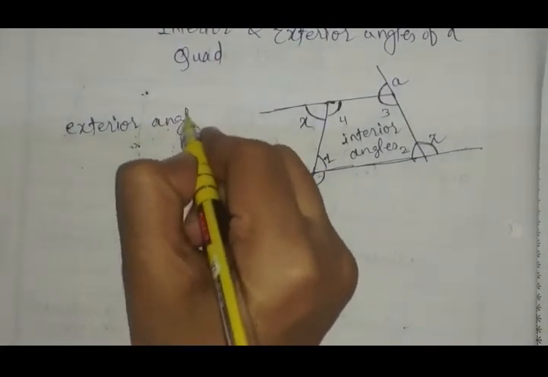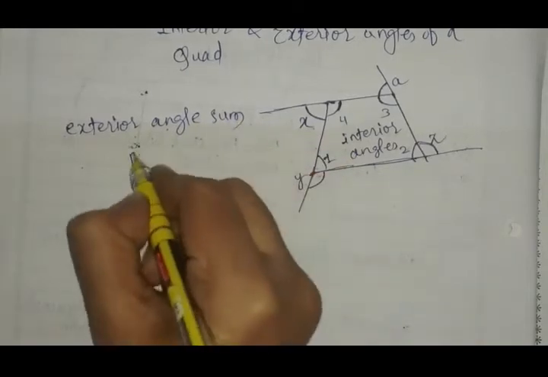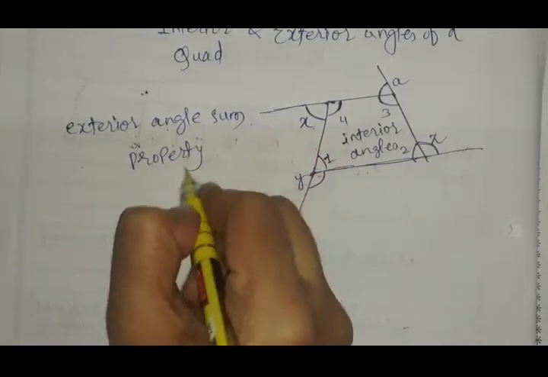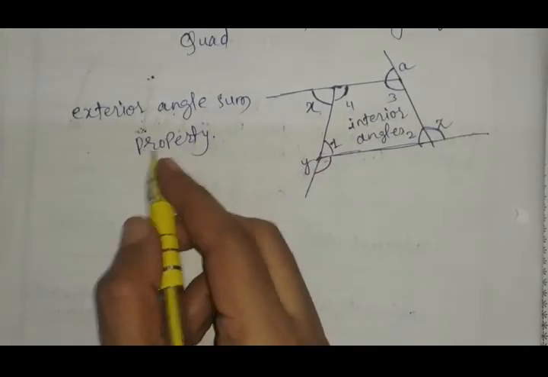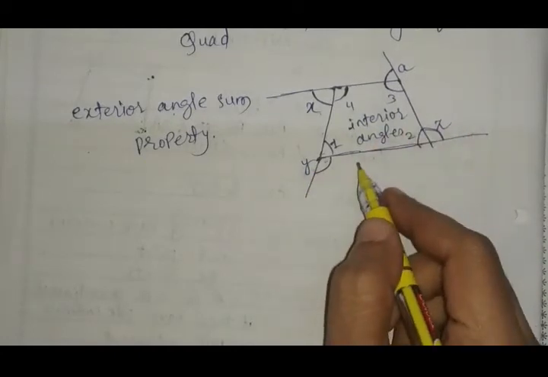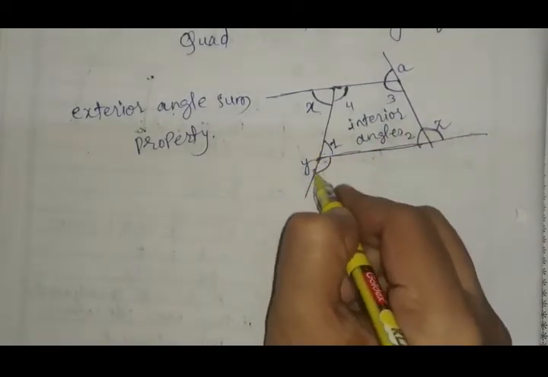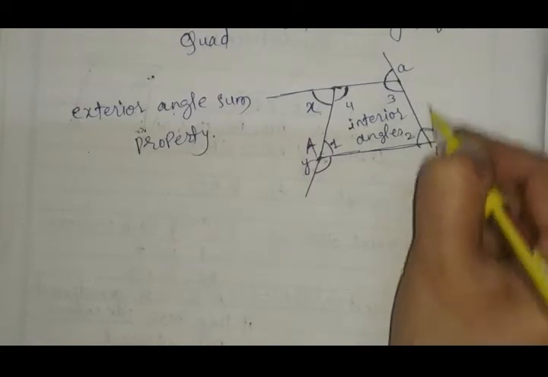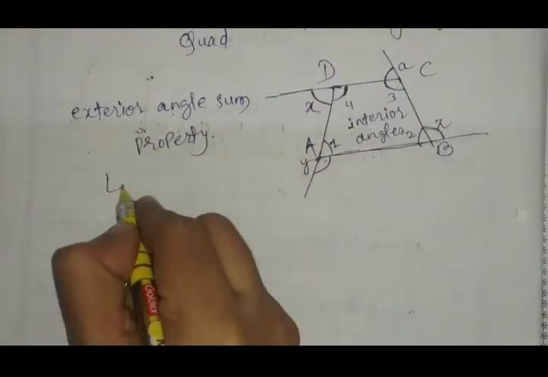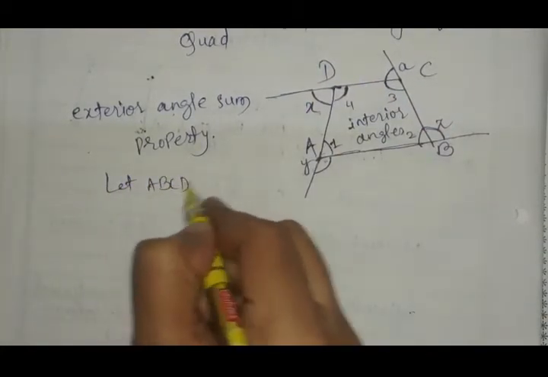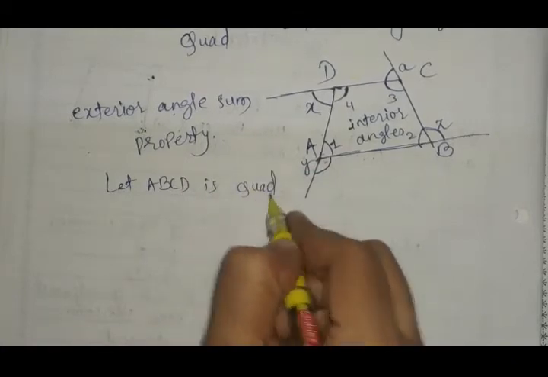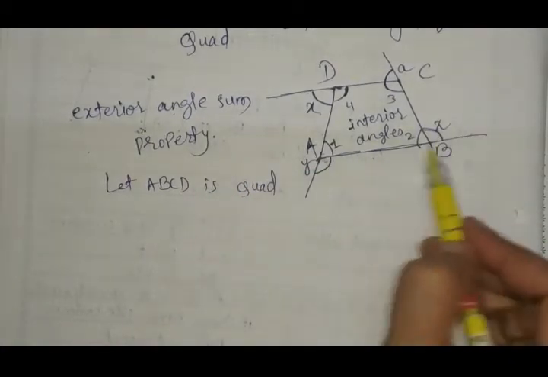Exterior angle sum property. So let's consider a quadrilateral and give it the name ABCD, with vertices A, B, C, D, and we have produced its sides like this.